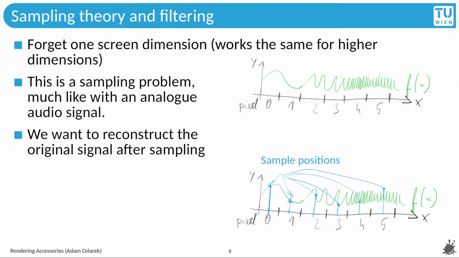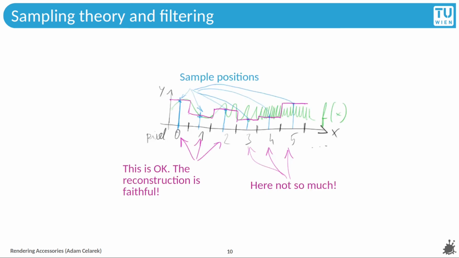Now, we have that function, f of x, but only discrete pixels like you see here, where each of them can display a single value. This is a sampling problem, very much like when you have to convert an analog audio signal to a digital one and then play it. Let's say we go the simple and naive way and sample the signal at the centers of the pixels. After sampling, we have to reconstruct the signal, that is, draw it on the screen. As said, every pixel can have only one value, hence the boxy reconstruction.